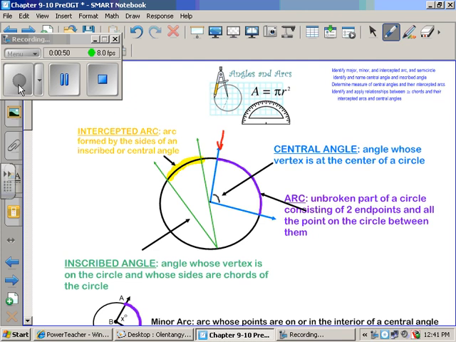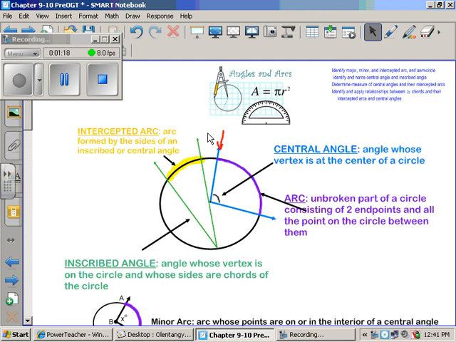Okay, that's any angle whose vertex is on the circle. If you're traveling around the circle and this angle is extended out to intersect the circle, the piece that it intersects, this purple part here, we call that the intercepted arc. It's just a piece of a circle.